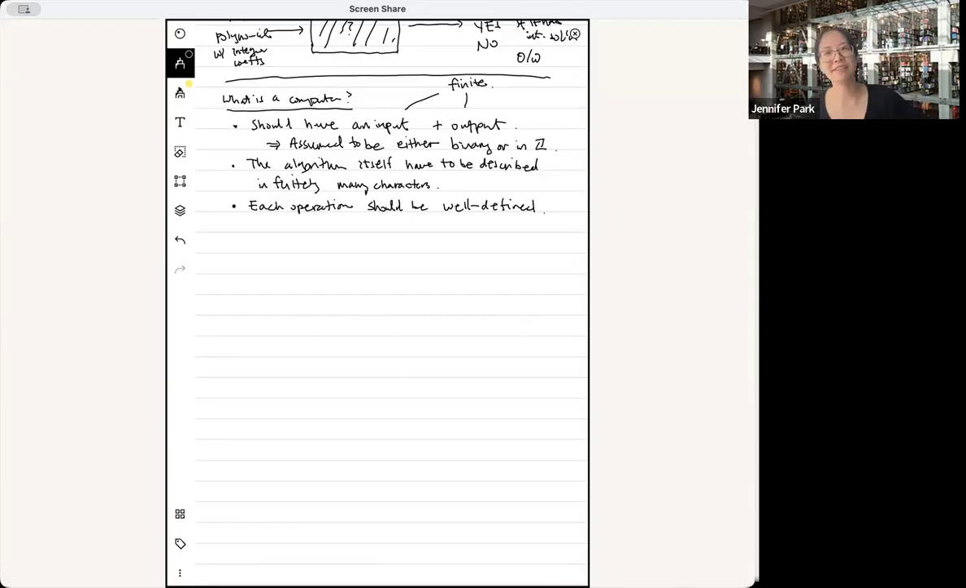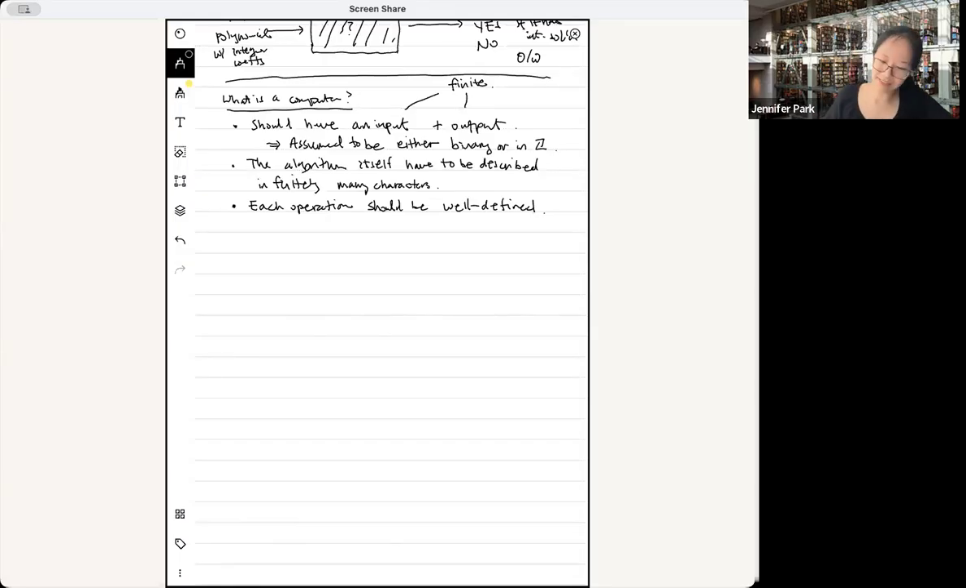Okay, and by well-defined, I really mean that no matter how many times you run this, as long as you feed it the same input, you should always get the same output. So these are the most basic requirements for a computer that you need. And when you take these ideas and try to build a computer, you're going to get something like this.